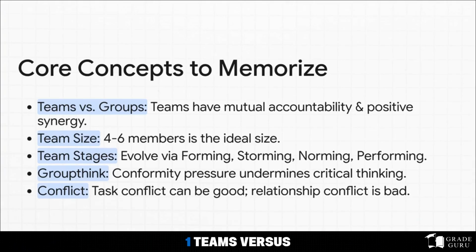Okay, here we go. 1. Teams versus groups. Remember, it's all about mutual accountability and positive synergy. 2. Team size. The magic number is 4 to 6. 3. Team stages. You gotta know: forming, storming, norming, performing. 4. Groupthink. That's when conformity kills critical thinking. And 5. Conflict. Task conflict can be good. Relationship conflict is almost always bad. Get those 5 points down cold.